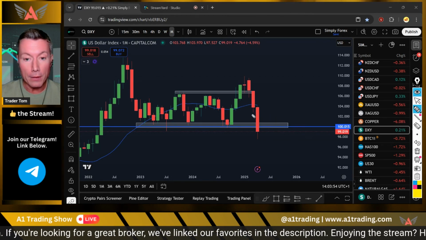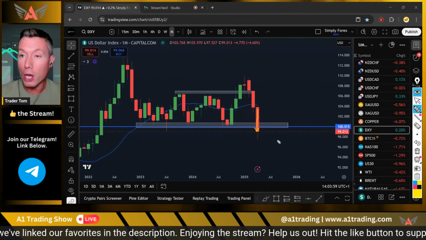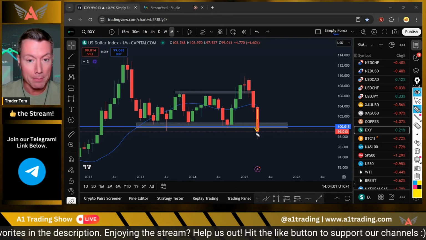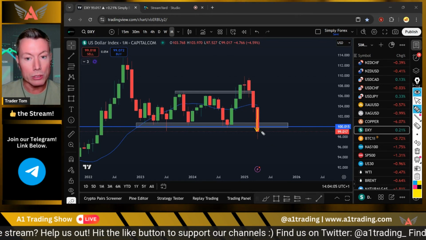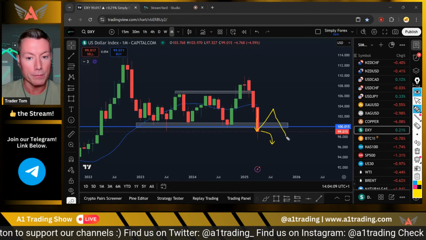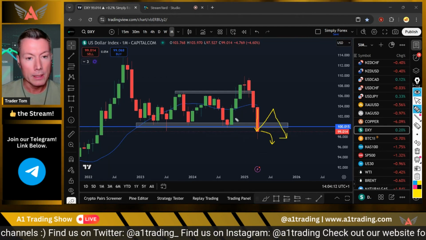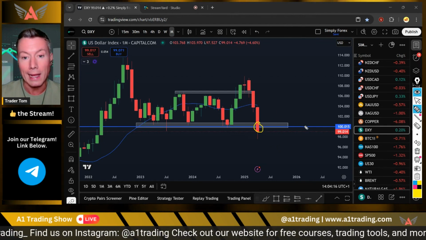Now, if this monthly candle finishes like this, then no, that is not the case. That is a monthly break of structure, right? And that would suggest further room to the downside. It'll probably retrace, but then further room to the downside. So I just wanted to show you how much of a pivotal level the US dollar is at.